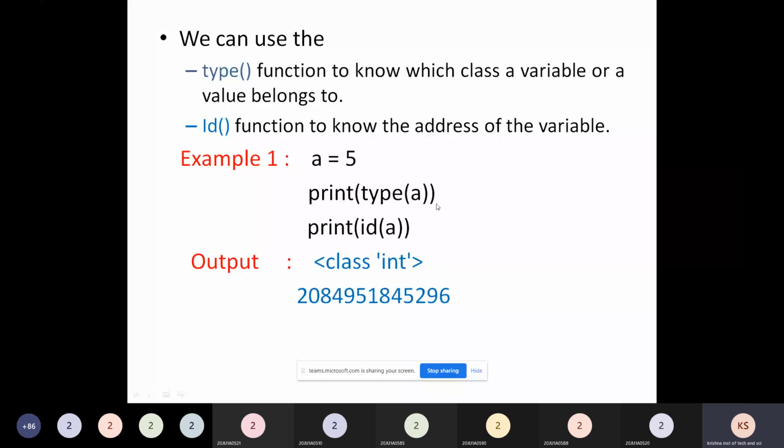Next, print id of a. The purpose of the id function is to know the address of the variable. If you want to know the address of the variable, use the function id of a. The instruction is print of id of a. Here a is the variable having the value 5. So the address of the variable a is this one, this address.